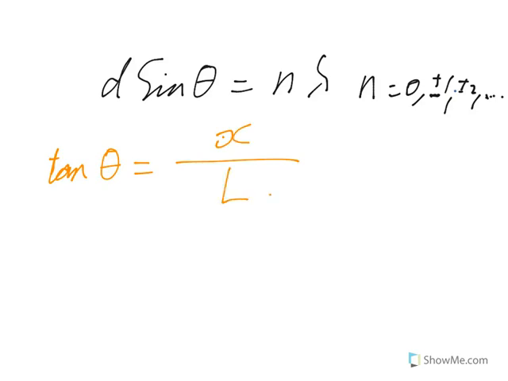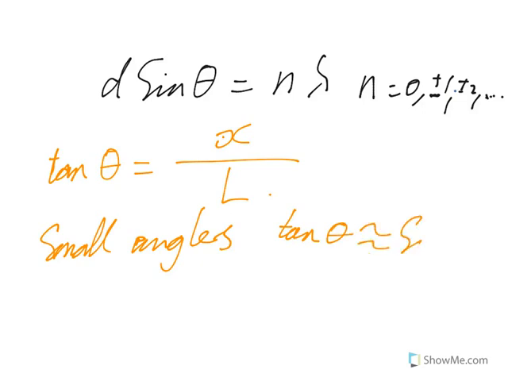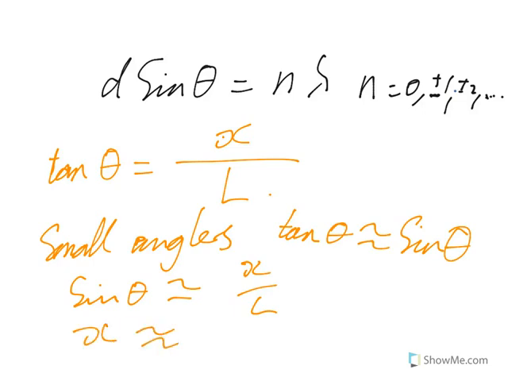And for small angles, and you can check this out if you like with your calculator, tan theta is approximately equal to sine theta. The smaller the angle, the closer it gets. So what we can say then is that sine theta is approximately equal to x on L, and so x would be approximately equal to L sine theta.